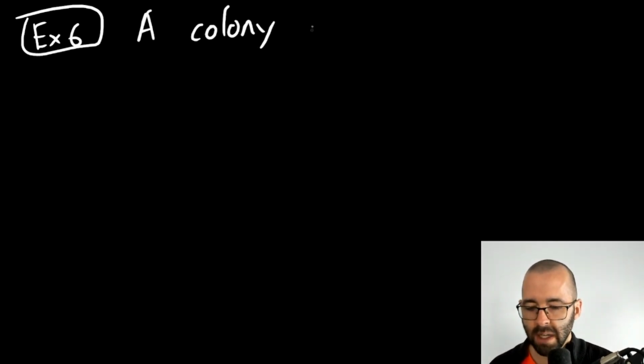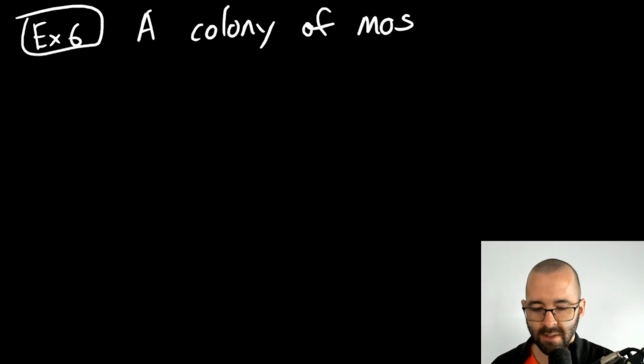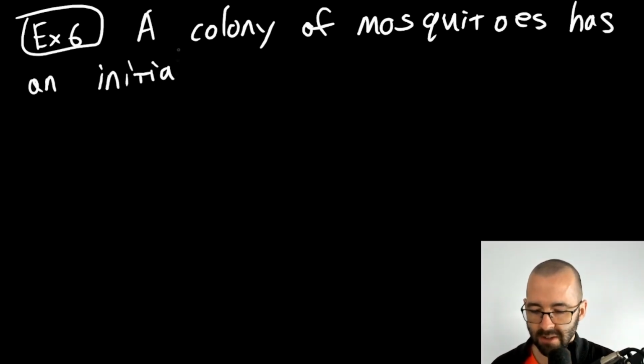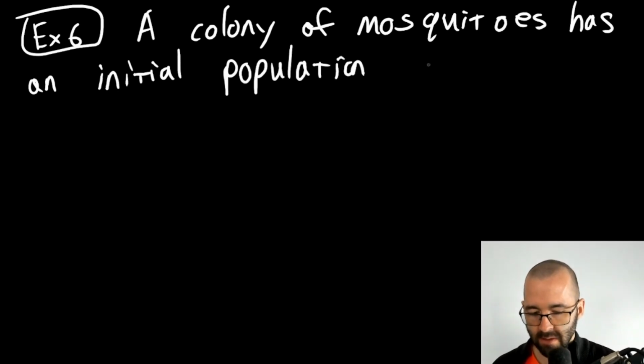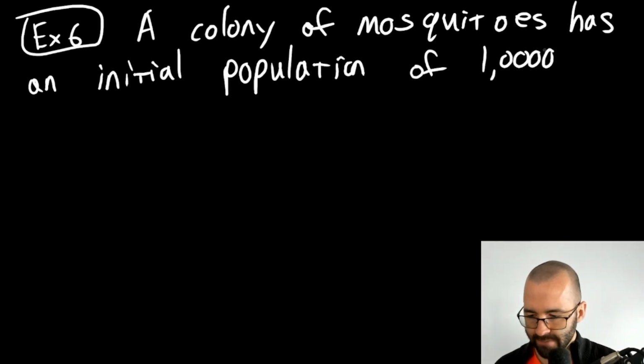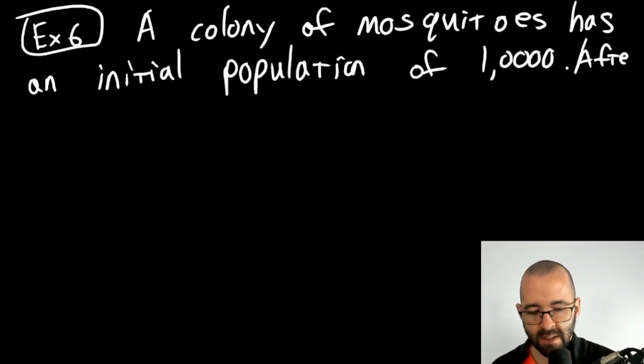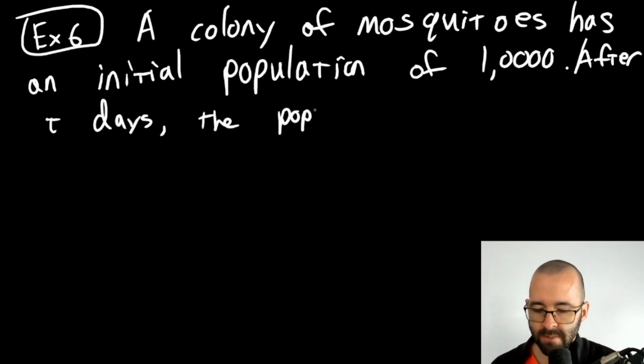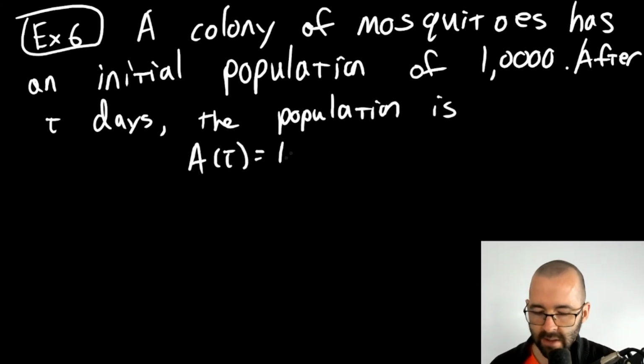Everyone's favorite little guys. We're going to talk about mosquitoes. A colony of mosquitoes has an initial population of 1,000. Initially, there's 1,000 mosquitoes somewhere, hopefully in a large area. After t days, the population is given by A of t equals 1,000 e to the 0.3t.